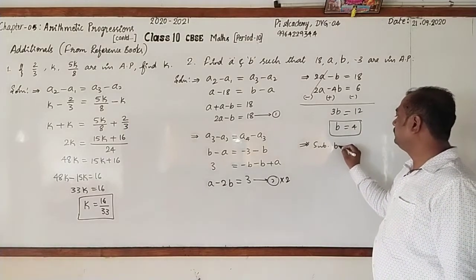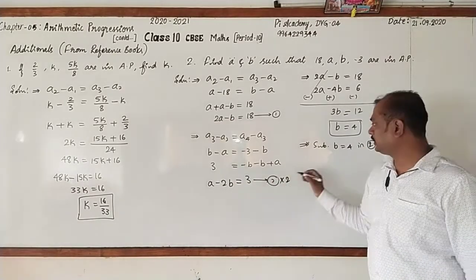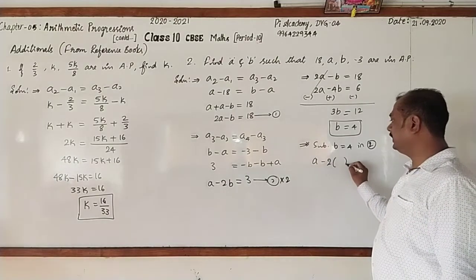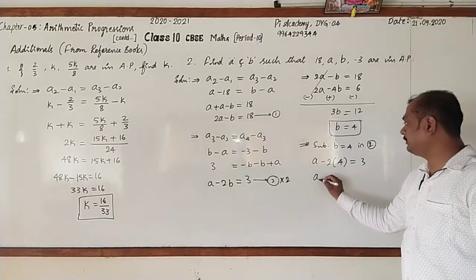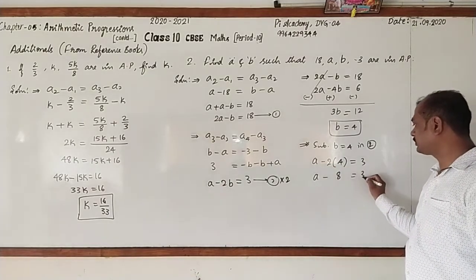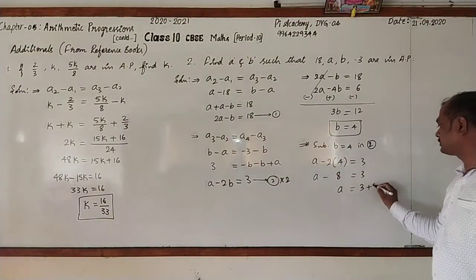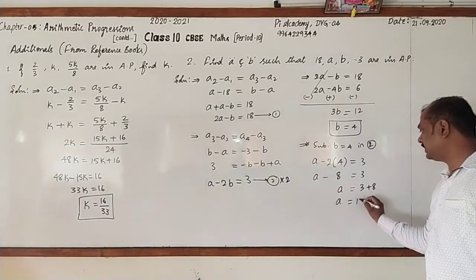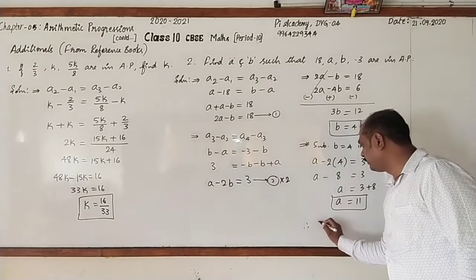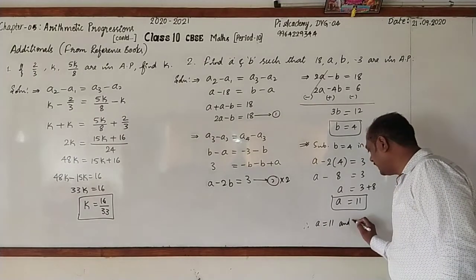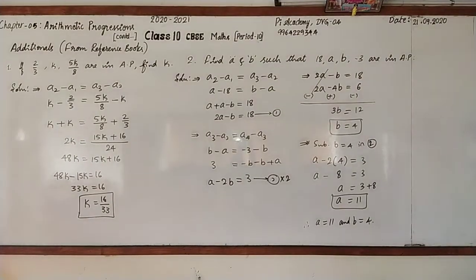Substitute b equal to 4 in, I take equation 2, where equation 2 is a minus 2b equal to 3. What is b? It is 4. Then a minus 4 2s are 8 is equal to 3. Transfer minus 8 to the right hand side, it becomes plus 8. Then a equal to 8 plus 3 is 11. Clear? So conclusion. Therefore, a is 11 and b is 4. Yes, please go for copying this.